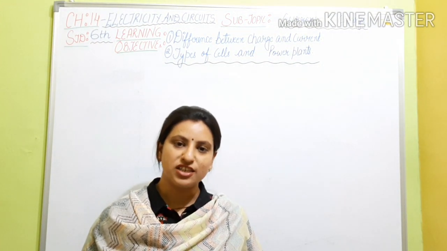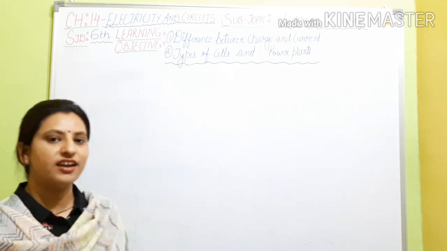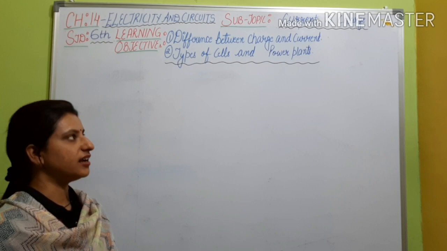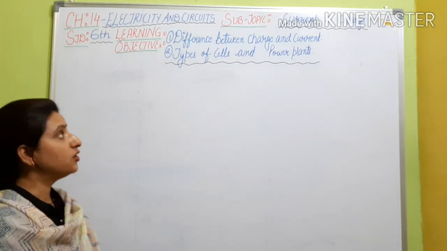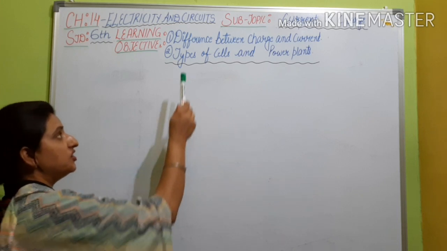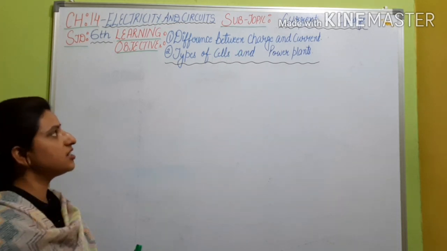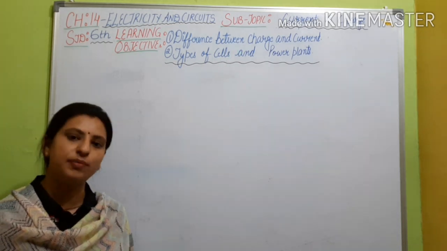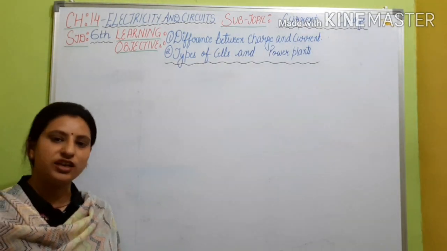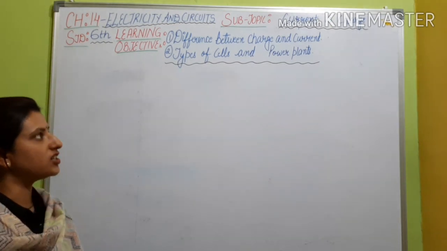As 14 chapter we are doing electricity and circuits, and under this main heading we are going to do the subtopic current and charge. And today's learning objective which we will learn in this session is difference between charge and current and types of cells and power plants. So let's begin with the first objective, that is difference between charge and current.